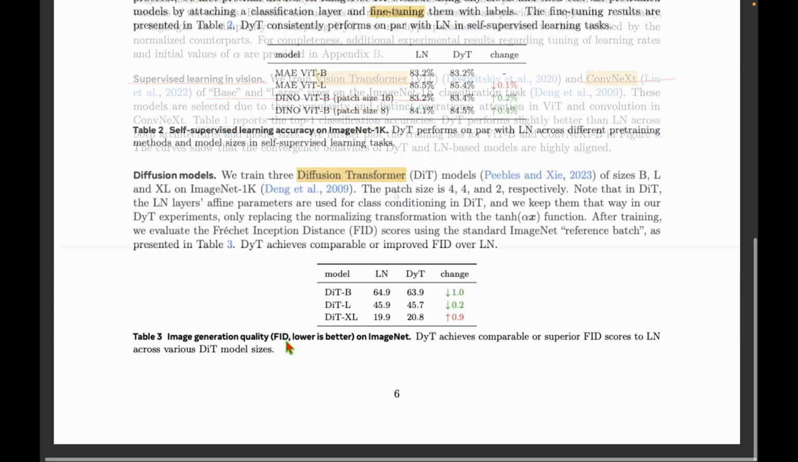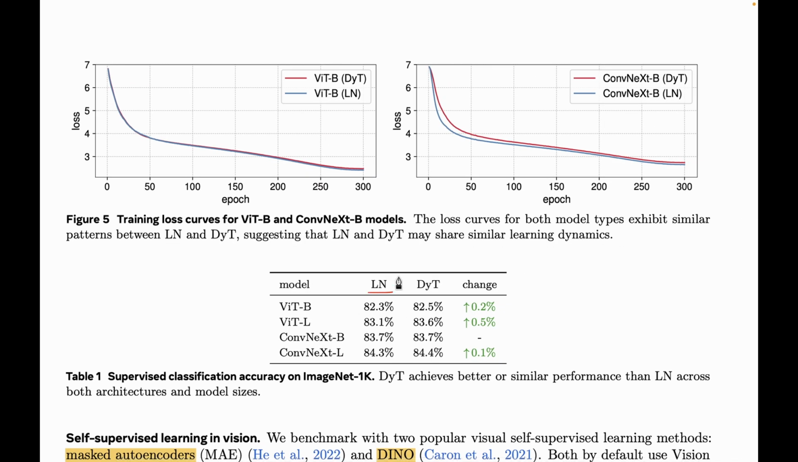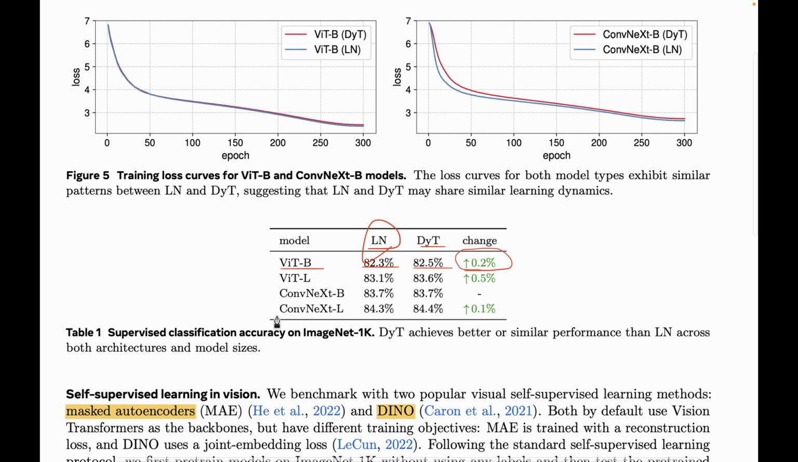So let's have a look at that. If we look at table 1, we can see that with layer normalization, with the vision transformer base, for example, we achieve 82.3. But with dynamic tanh, we achieve 82.5. That's an increase of 0.2% in terms of accuracy. And the same is observed for ConvNeXt.